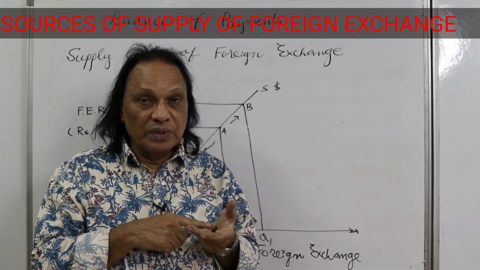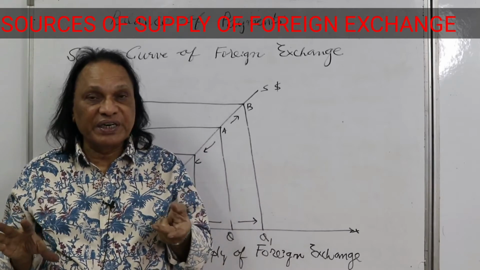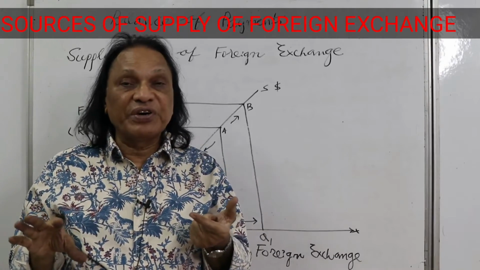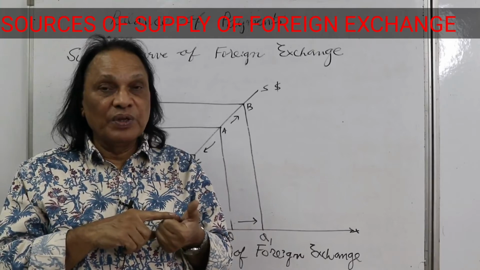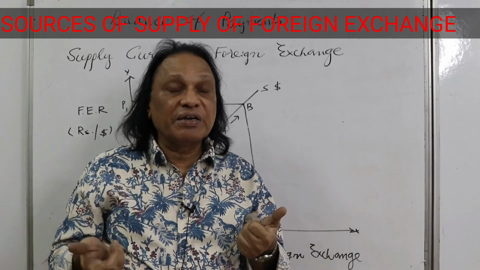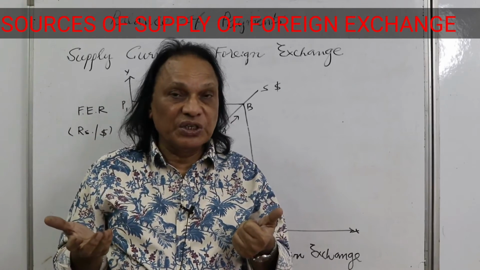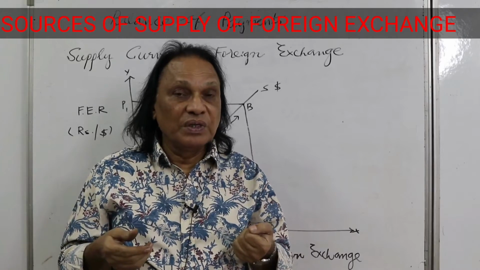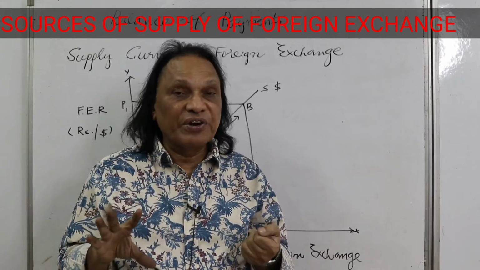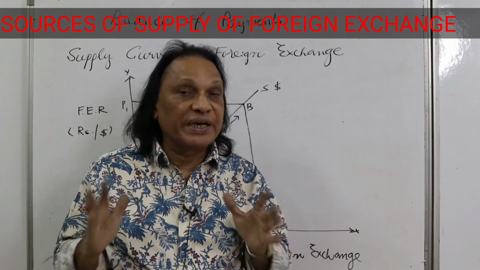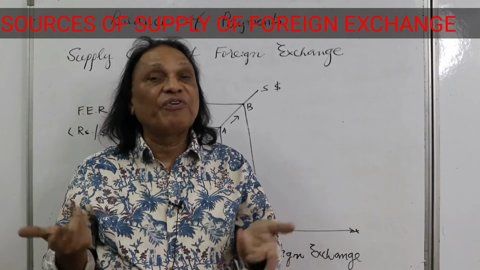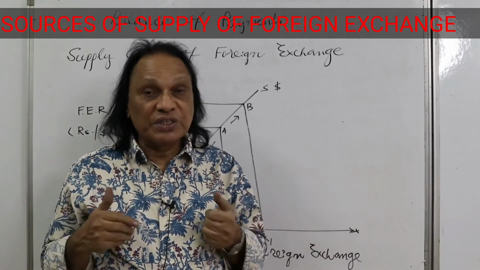Number two, when foreign tourists come to India, they bring foreign exchange. Number three, when foreign students come to India, they bring foreign exchange. Number four, when foreign multinationals come to India and invest in our physical and financial assets, they bring foreign exchange. Number five, factor incomes from abroad. Many Indians go and work abroad, they bring foreign exchange. And the last one, number six, transfer payments, or remittances from abroad, we get a lot of foreign exchange. So we discussed it.